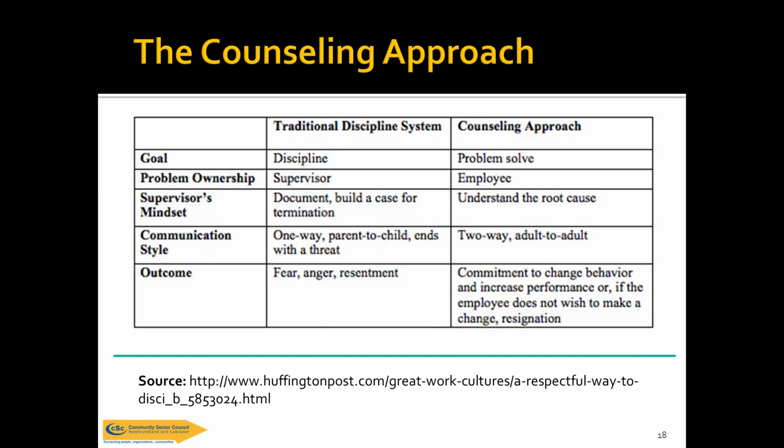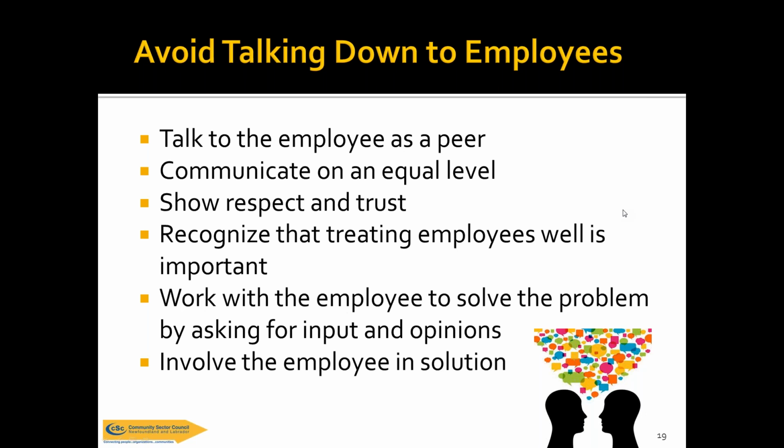Instead of talking as if you were talking to a child, ending with a threat, now they want two-way communication, ownership, things like that. And instead of having fear, anger, and resentment within the traditional discipline system, people want to ensure that there's a commitment to change behavior. And if someone doesn't want to make a change, you can put the ball in their court and let them decide. So I thought this chart was pretty neat, and there was no other way to reproduce it other than copy and pasting it. And I sourced it, so that's great.